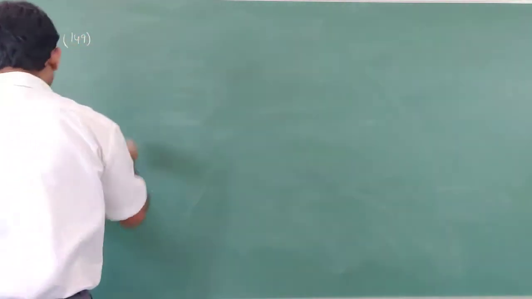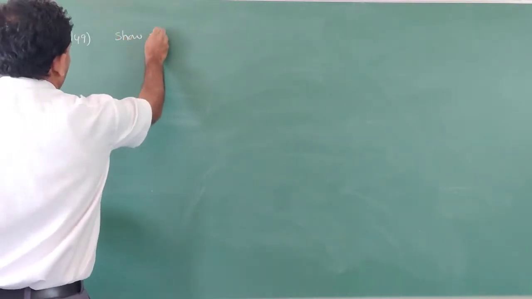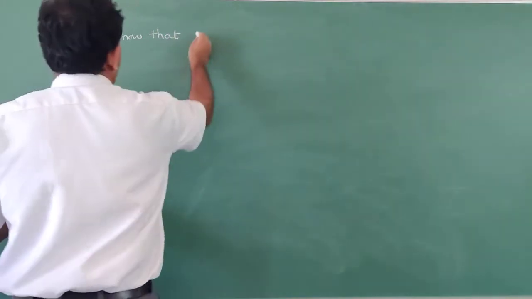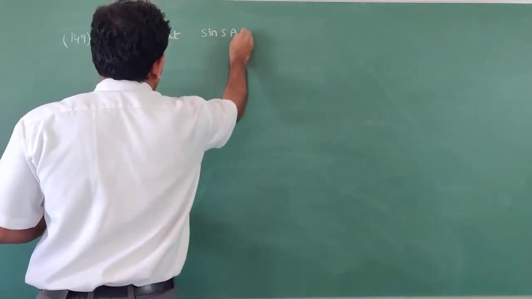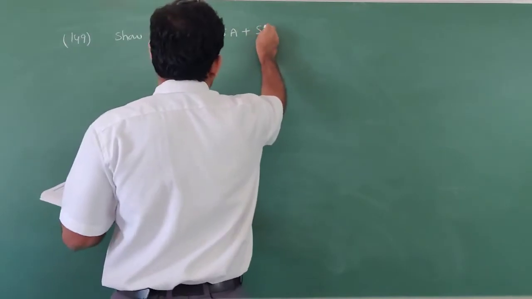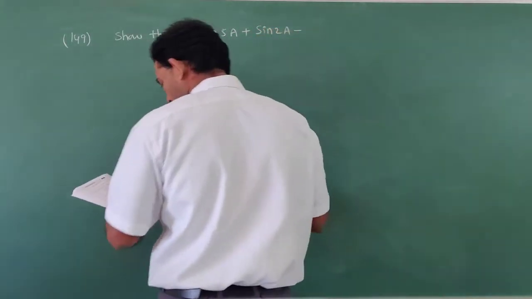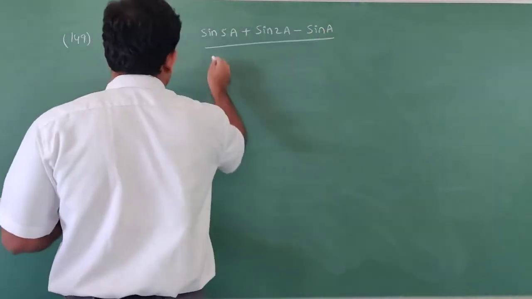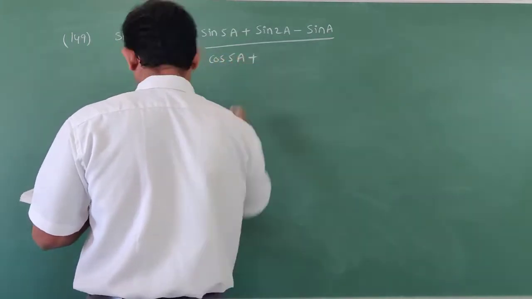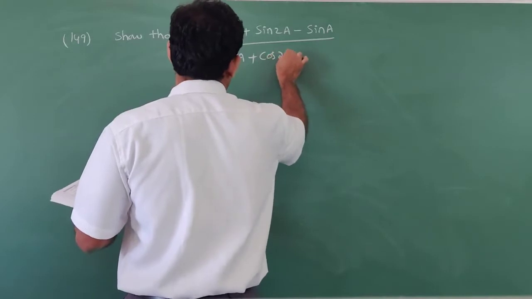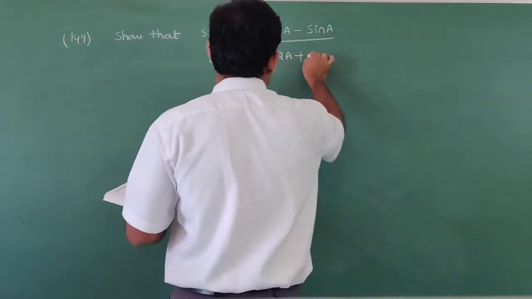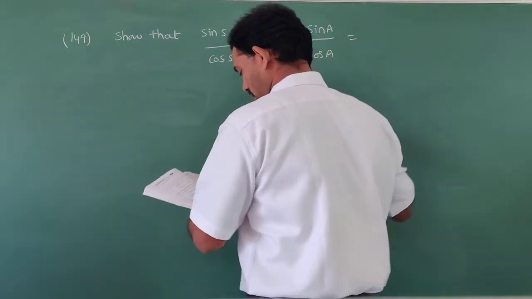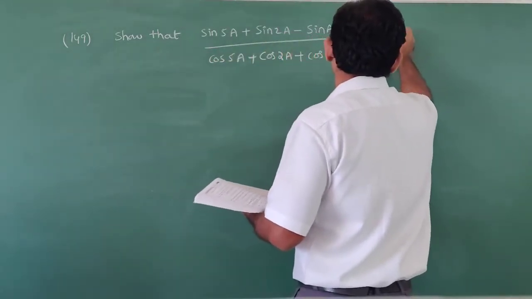Next question, 149 in your material. Show that sin 5A plus sin 2A minus sin A divided by cos 5A plus cos 2A plus cos A is equal to tan 2A.